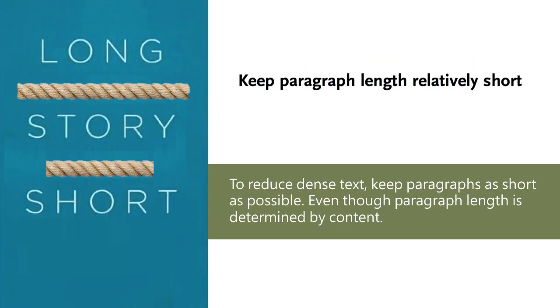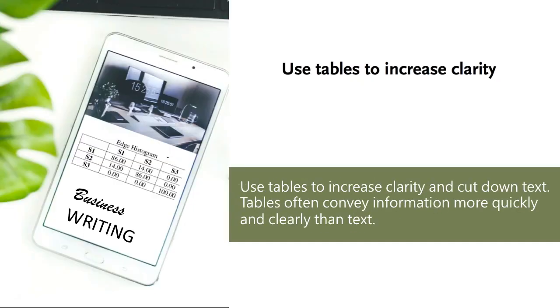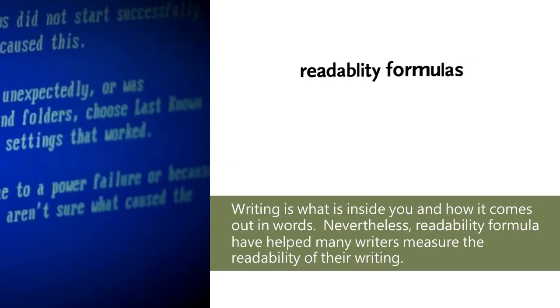Then next is to keep paragraph length relatively short. To reduce dense text, keep paragraphs as short as possible, even though paragraph length is determined by content. One of the ways is to use bullets to list information wherever possible. Then the next is to use tables to increase clarity. Tables often convey information more quickly and clearly than text.